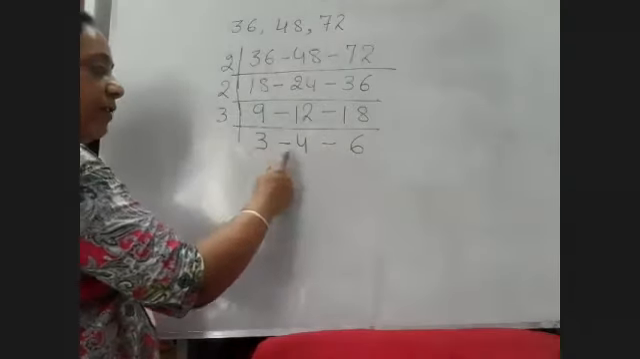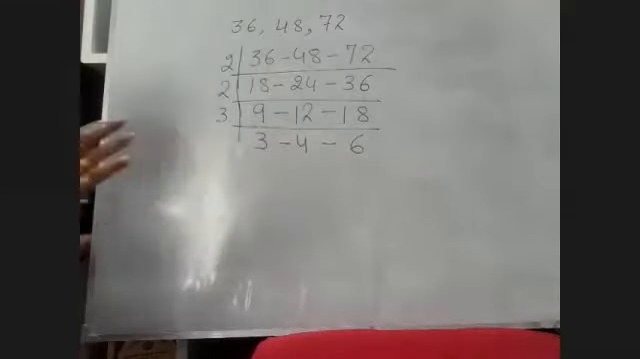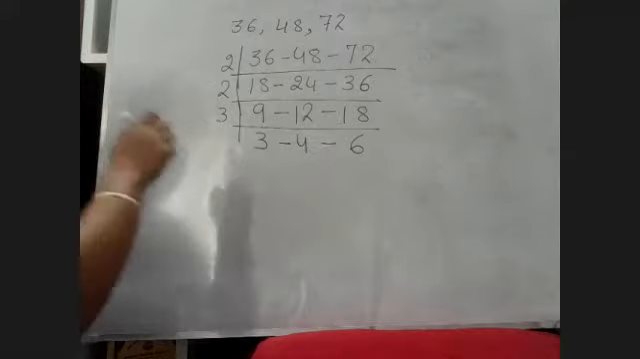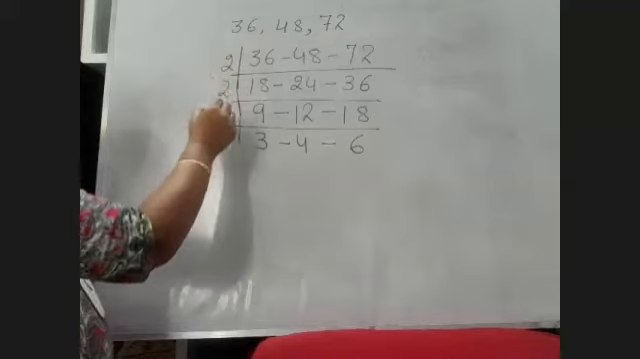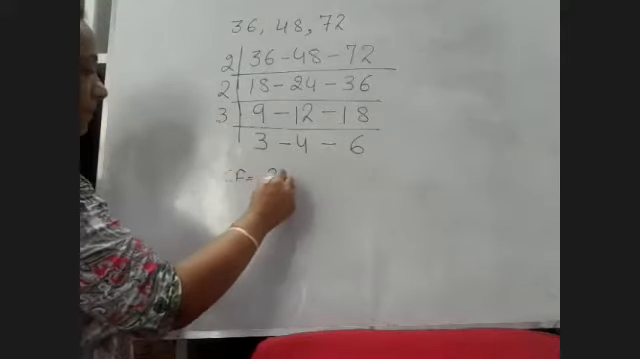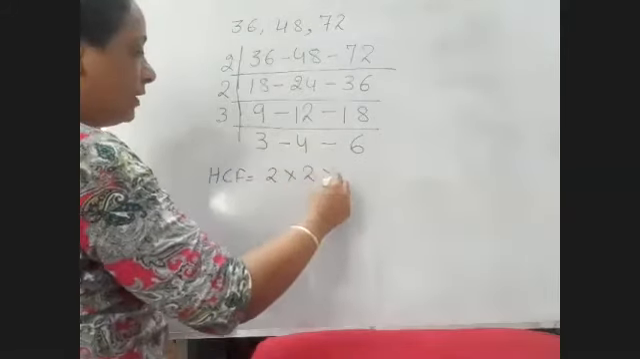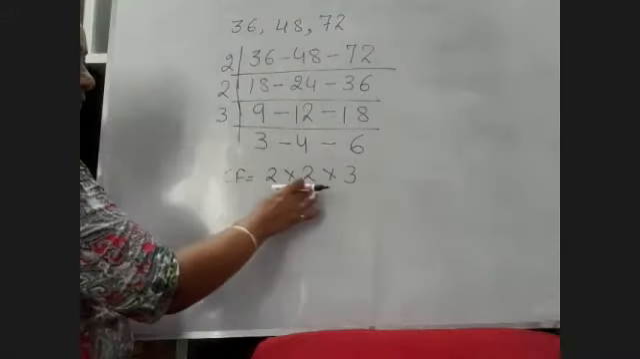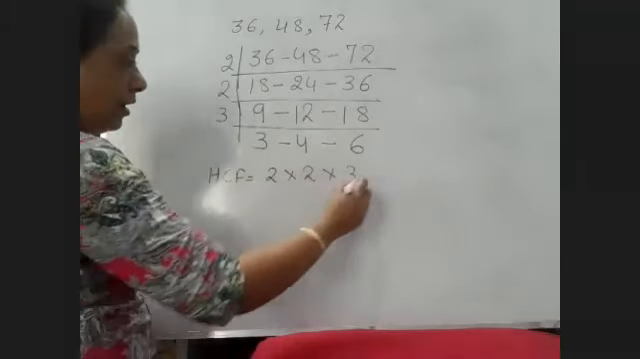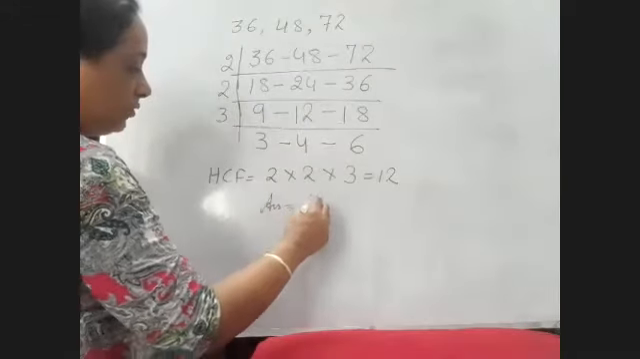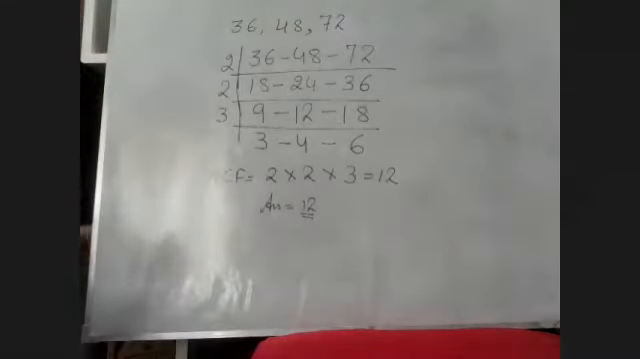Now, observe 3, 4, and 6. These numbers 3, 4, and 6 are not multiples of any one number. So our HCF is 2 multiplied by 2 multiplied by 3. 2 times 2 is 4, and 4 times 3 is 12. So the HCF of 36, 48, and 72 is 12.